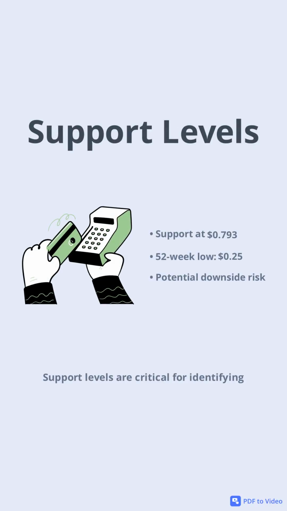Support levels are critical for identifying where a stock might find buying interest. For DVLT, the next major support is around 0.793. If this level fails, the stock could retest its 52-week lows near 25 cents. These levels act as potential floors, but in a strong downtrend they can be broken quickly. We'll highlight these key support zones and discuss their significance for DVLT's outlook.